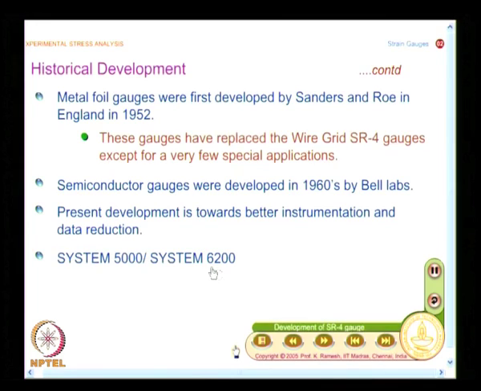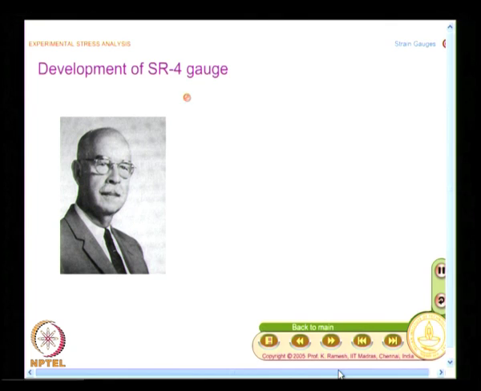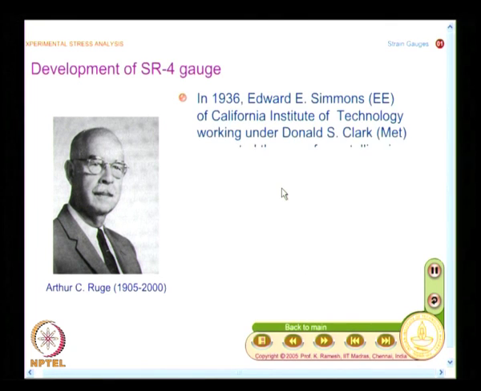And one of the earliest in that step was by Vishay Measurements Group. They have come out with System 5000, System 6200. Now they have 7000 also. So, these numbers keep improving in terms of accuracy, in terms of number of channels, in terms of speed. So, you see a development in instrumentation. And it is worth noting what contributed to the development of the SR4 gauge.